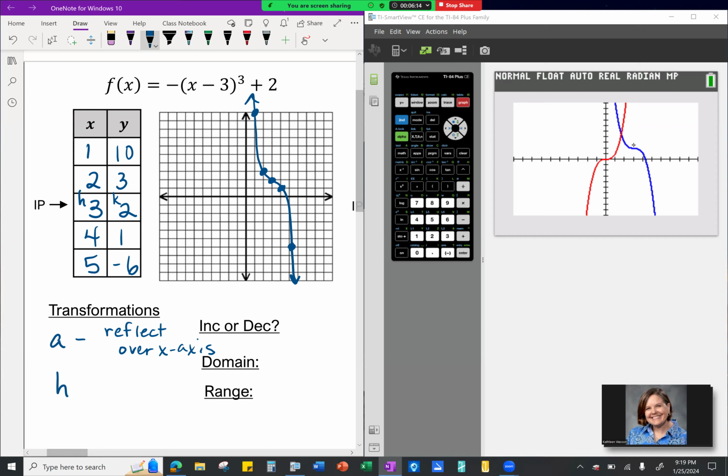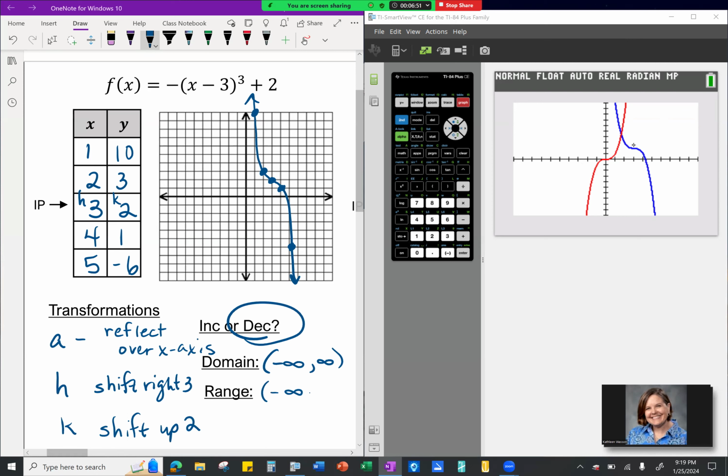The h value shifts left and right. So because h is not 0, I shift right 3, and my k value moves my graph shift up 2. This graph from left to right is decreasing. You can check your table here and see that these y values are getting smaller. And domain and range for all cubic graphs is negative infinity to infinity.